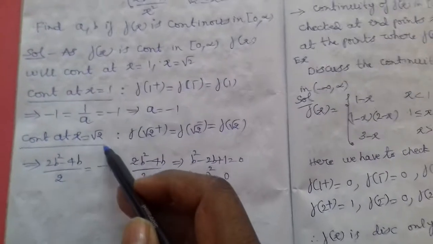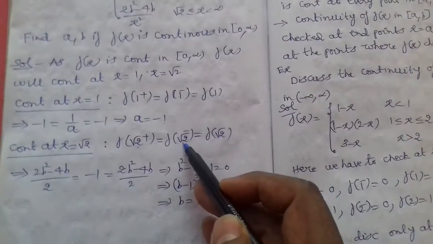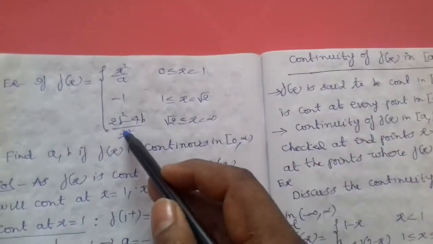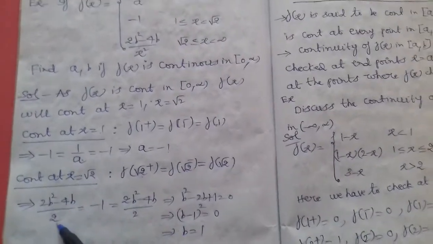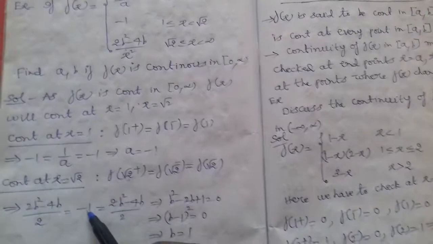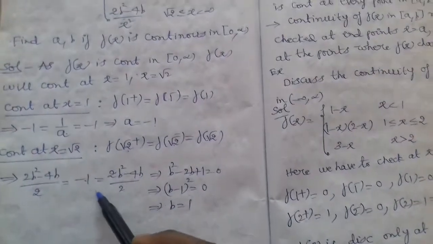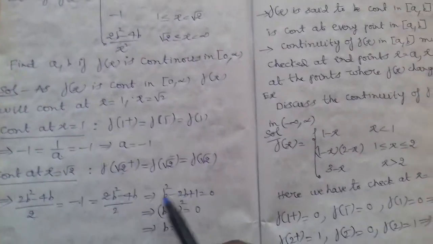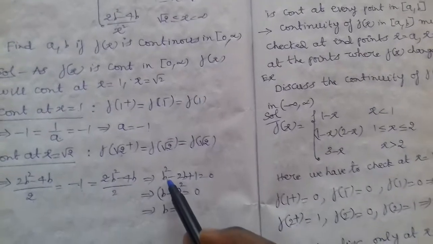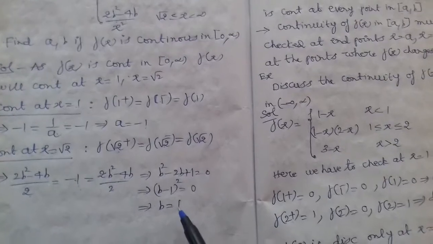Continuous at x equal to root 2 means f of root 2 plus equal to f of root 2 minus equal to f of root 2. For f of root 2 plus, substitute root 2 here: 2b square minus 4b divided by 2 equal to minus 1. That is f of root 2 minus, which is minus 1, and that is equal to f of root 2. Substitute root 2 here, the same thing you will get. So if we equate this to minus 1, you will get b minus 1 whole square equal to 0, b equal to 1. Thank you.